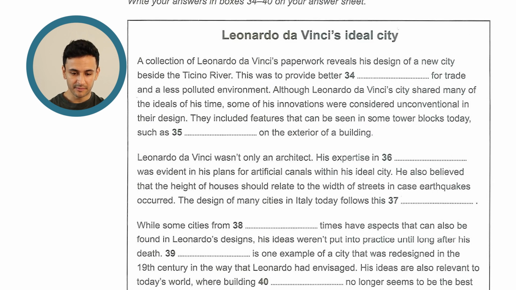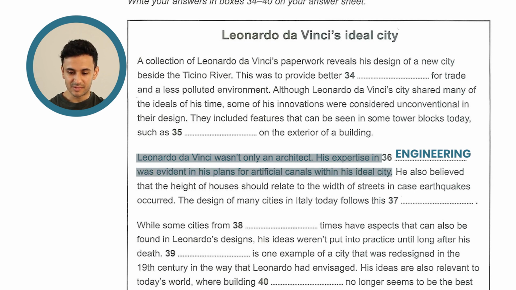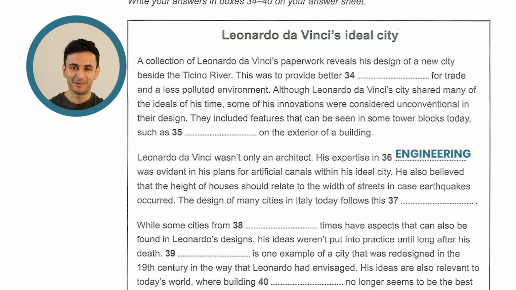So Leonardo da Vinci wasn't only an architect, his expertise in engineering, I would say, was evident in his plans for artificial canals within his ideal city. So here, Leonardo da Vinci wasn't only an architect, his expertise in engineering. So if you focused on the keyword architect and try and locate that in the text, you will find the other word, which is engineering, right next to it.